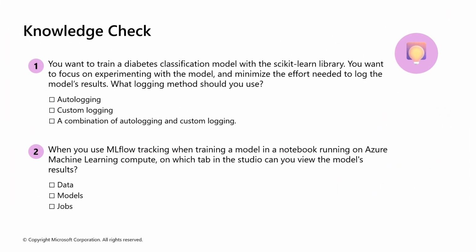Now it's time for our knowledge check. Question 1. You want to train a diabetes classification model with the scikit-learn library. You want to focus on experimenting with the model and minimize the effort needed to log the model's results. What logging method should you use? Answer: autologging.